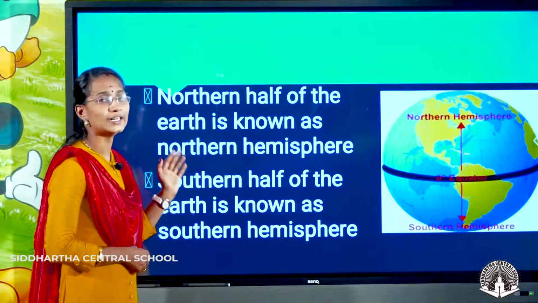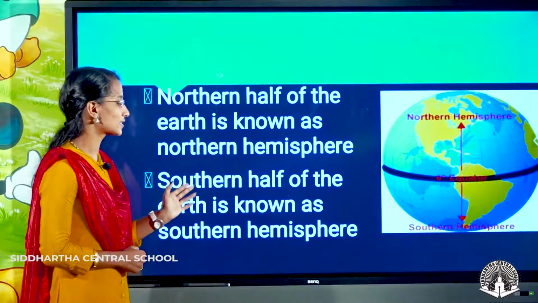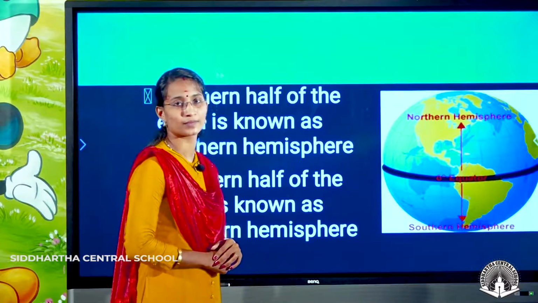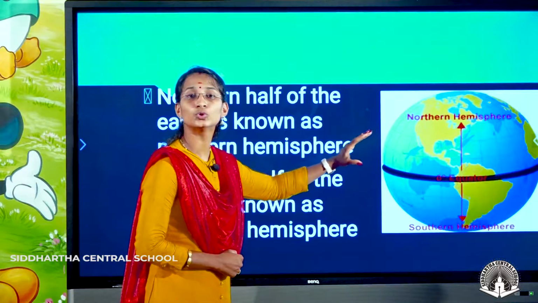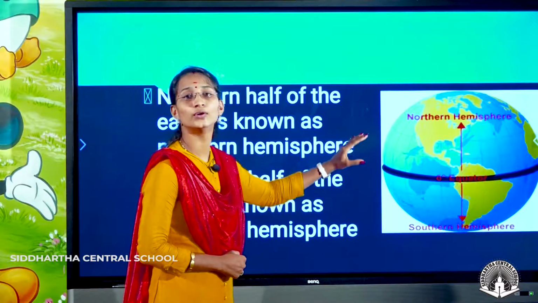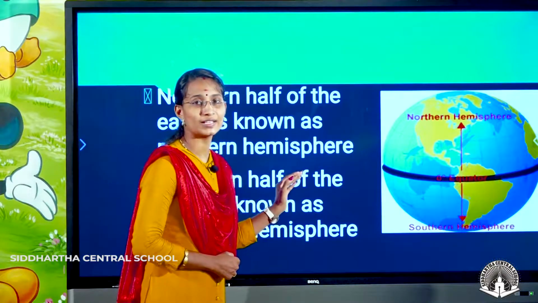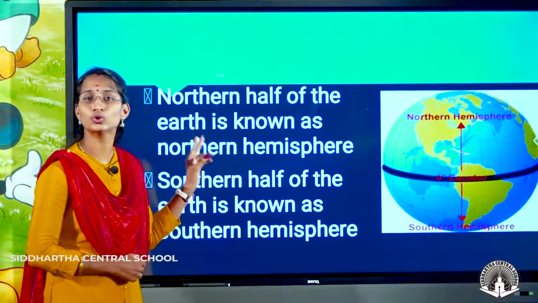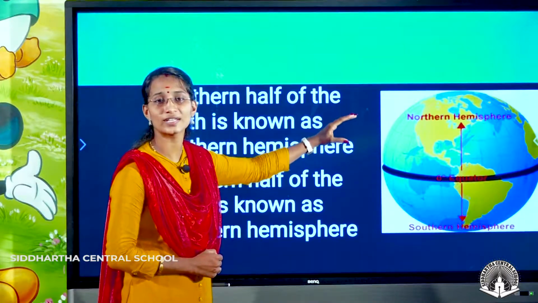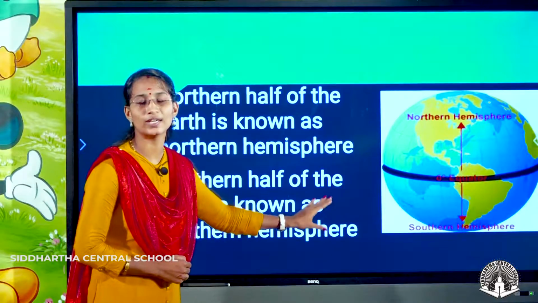The northern half of the earth is known as northern hemisphere and the southern half of the earth is known as southern hemisphere. Look at the picture. We said the equator divides the earth into two equal parts. So, the earth becomes two halves. The first half in the northern side is known as northern hemisphere and the second half in the southern part is known as southern hemisphere.